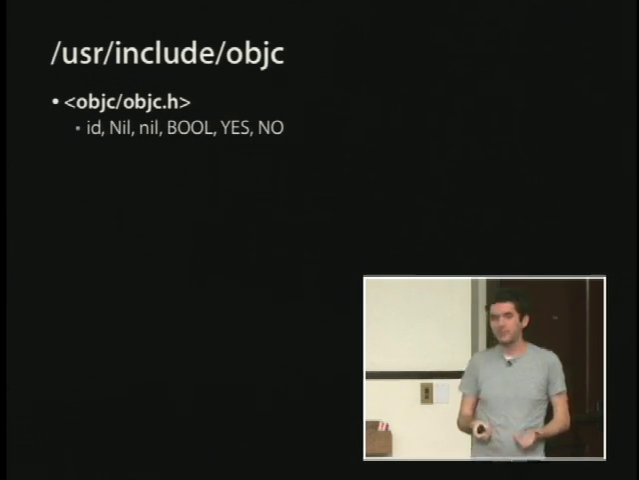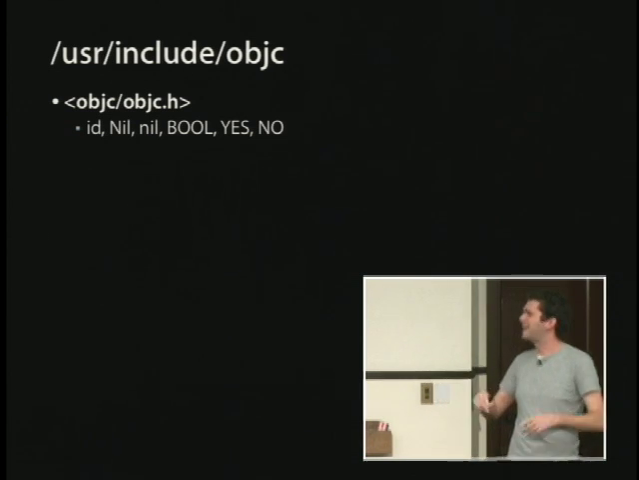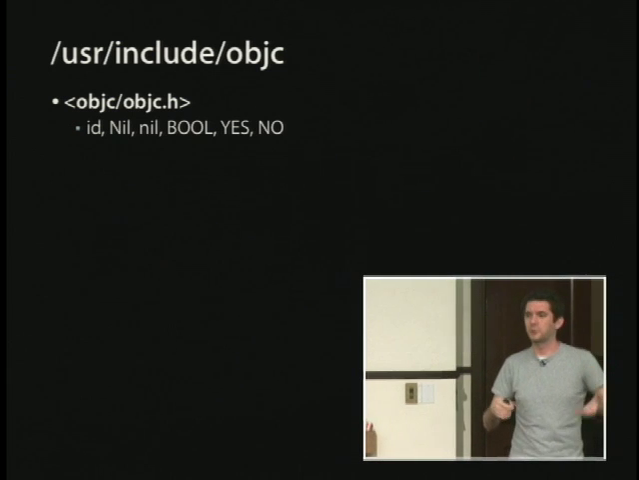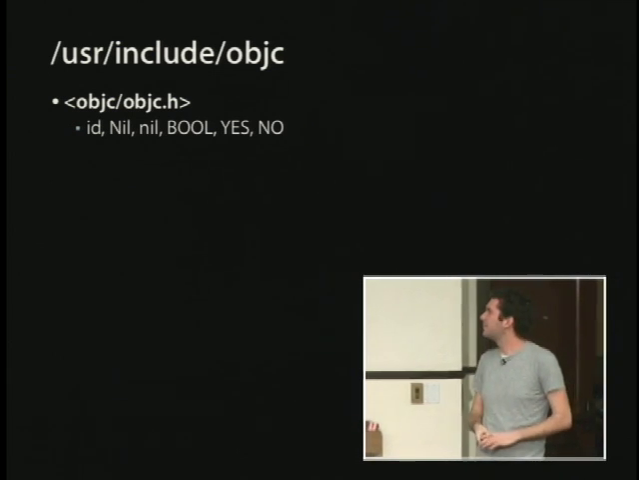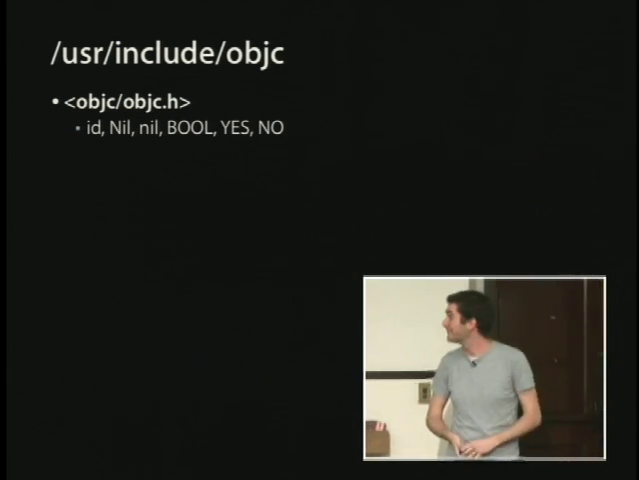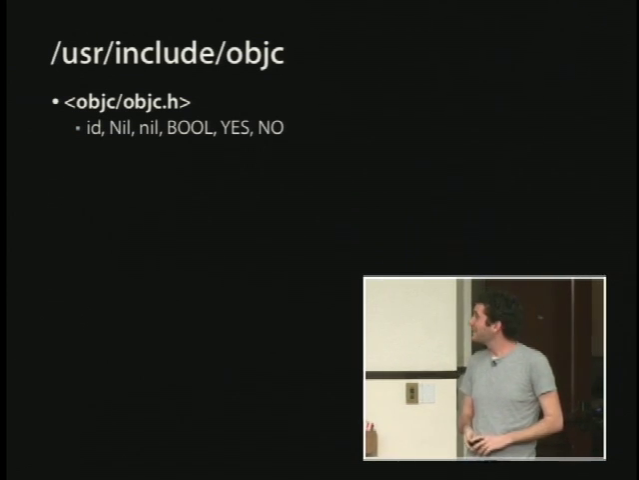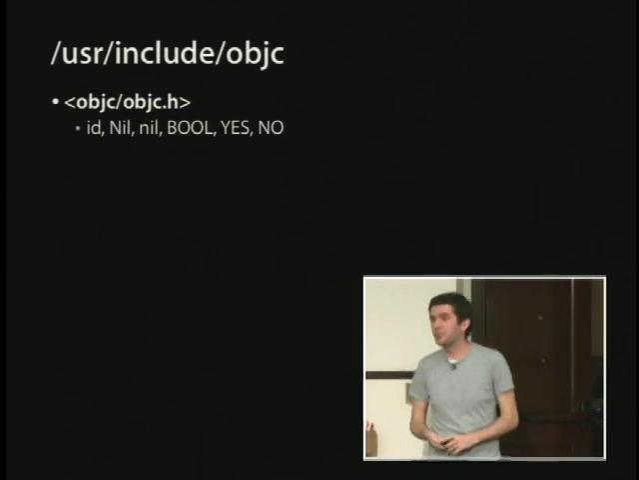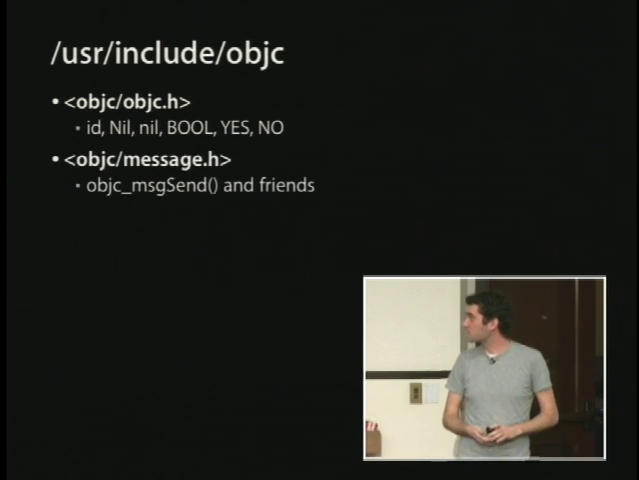Objc.h is basically the Objective-C header. It defines a whole bunch of stuff that the entire objc runtime uses. ID, nil. Capital Nil is nil for a class. Lowercase nil is nil for an instance. They're both 0, so fun names. Capital BOOL, capital YES, capital NO, all that stuff's defined in that header.